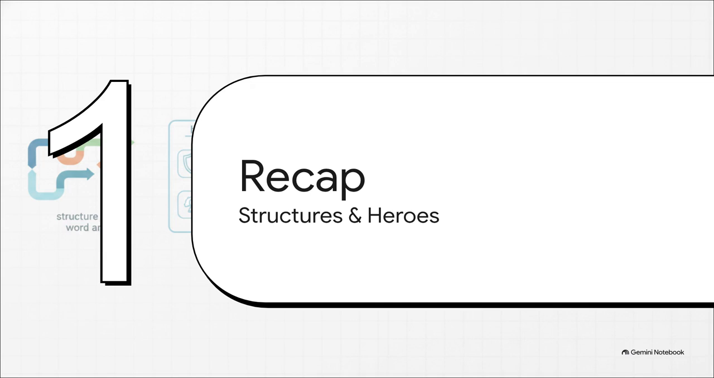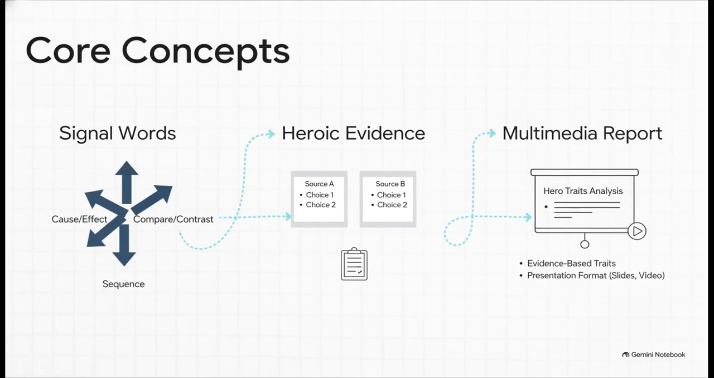Section recap: structures and heroes. Let's lock these concepts into your memory with 3 key takeaways. 1. Authors use signal words to reveal chronological, cause and effect, compare and contrast, or problem and solution patterns. 2. A hero is defined by source-grounded evidence of their challenges, actions, and motivations, absolutely not by physical power. And 3. Comparing these evidence-based traits prepares you to organize a highly structured multimedia report.